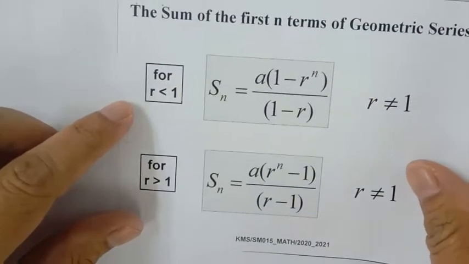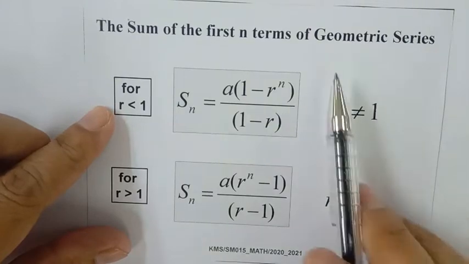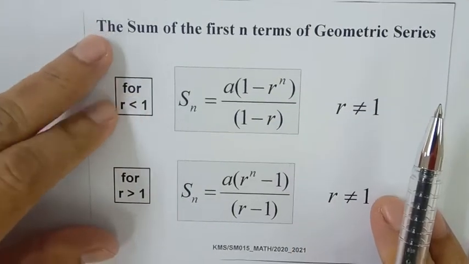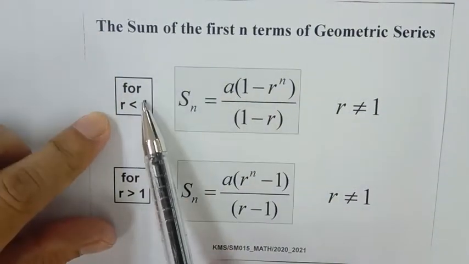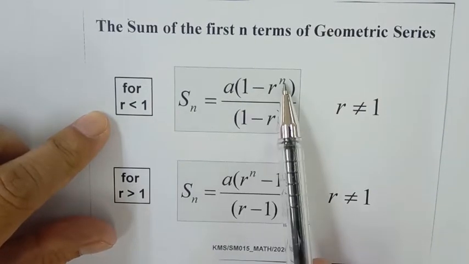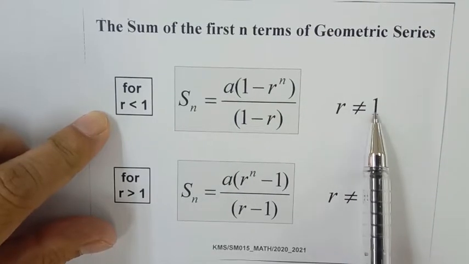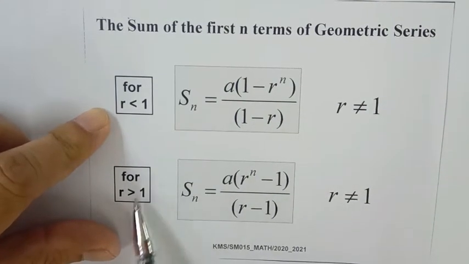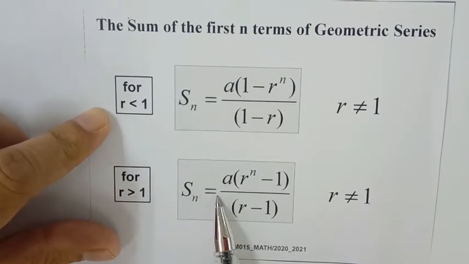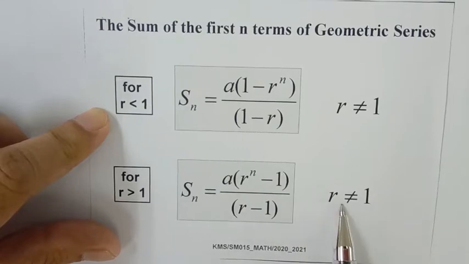Next slide, we go to the sum of the first n terms of a geometric series. There are two formulas. For r less than 1, Sn equal to a times 1 minus r to the power of n over 1 minus r, and r not equal to 1. And the second formula for r greater than 1, Sn equal to a times r to the power of n minus 1 over r minus 1, and r not equal to 1.